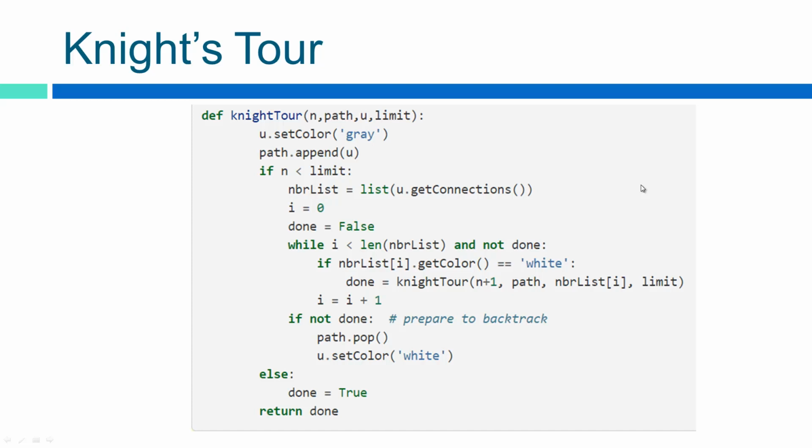So when we return from a call to Knight Tour with a status of false, which happens in this line, right here when you say done is equal to that recursive call of Knight Tour, you're going to remain inside this while loop because you're saying "and not done," right? And you're going to then look at the next vertex in that neighbor list object, which is right here, NBR list. Remember, that's just a list of getting the connections.